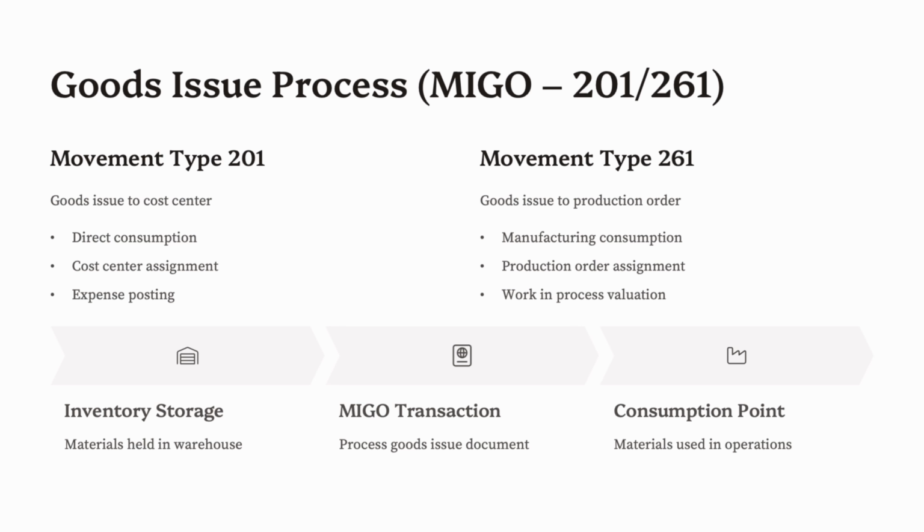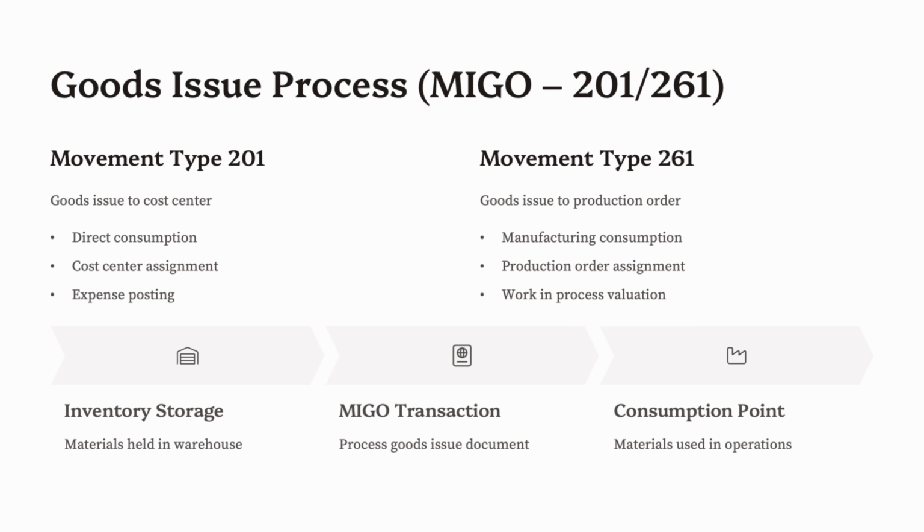3.4 Tips for error-free GI. Validate batch and serial numbers if used. Use RF scanners to reduce manual input errors. Always check available stock before posting.